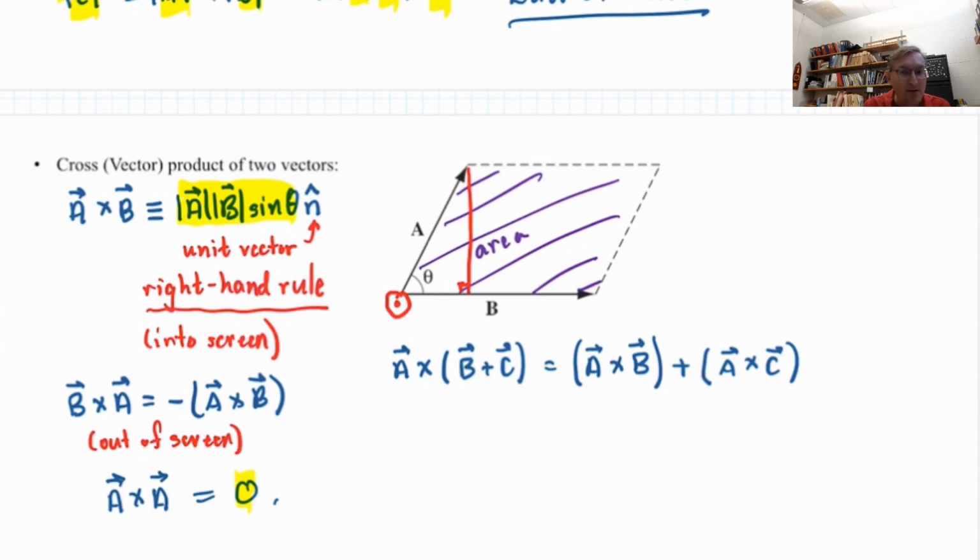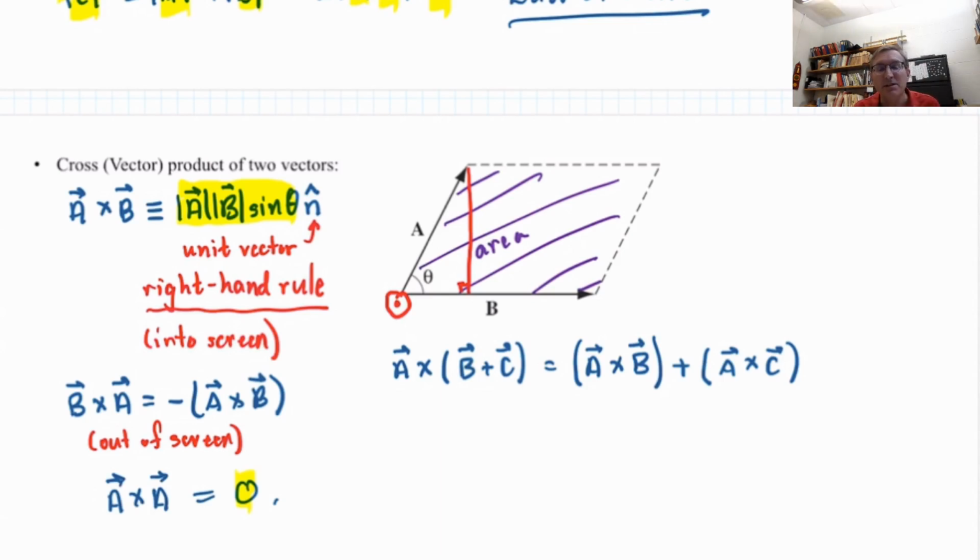The cross product of any vector with itself is 0. In fact, the cross product of any vector with another vector parallel to it is 0. Because any two parallel vectors have an angle between them of 0, and the sine of 0 is 0.